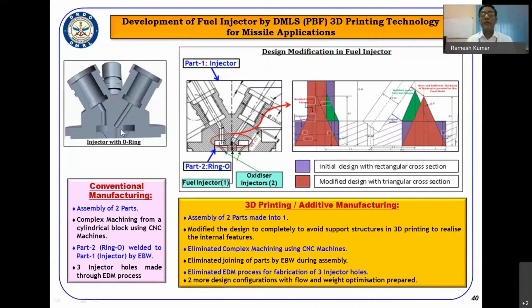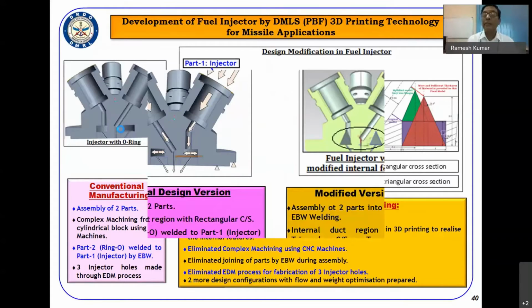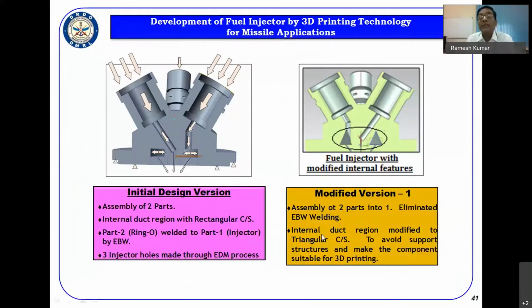This is the initial design version, 2 parts. It has a feature with rectangle cross section and 3 injector holes, modified to an assembly of 2 parts into one, by which we developed an internal duct region cross section.